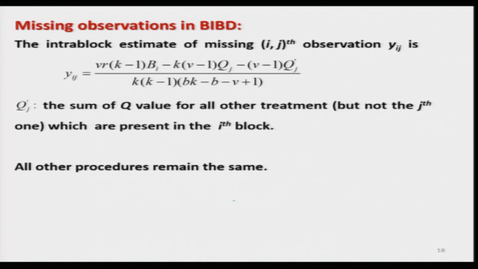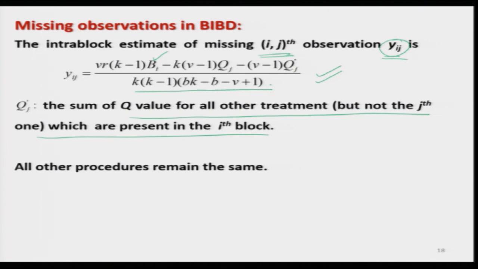So, in the case of balanced incomplete block design, if we have one missing observation, say the ijth observation is missing, indicated here by yij, it can be computed by this expression: v r into k minus 1 into B i, where B i is the ith block total, plus k into k minus 1 into Q j, where Q j is the adjusted treatment total, minus v minus 1 into Q j prime. Here Q j prime is the sum of the Q values for all other treatments, but not the jth one, which are present in the ith block. This is divided by k into k minus 1 into (b k minus b minus v plus 1). You can obtain the value, substitute it in the data, and conduct the analysis of variance. All other procedure remains the same.